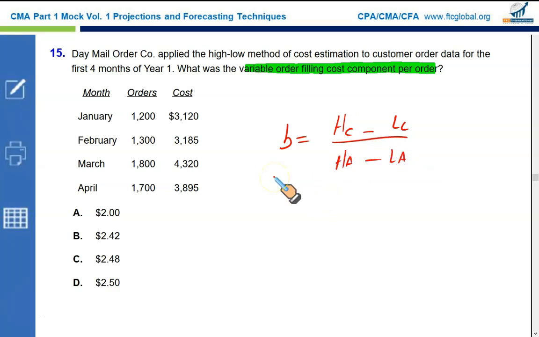Now we need to determine where we have these numbers. This is the highest activity and this is the cost at highest activity. So they will be put right here. This is the highest cost, highest activity, and what would be the lowest one? This one.